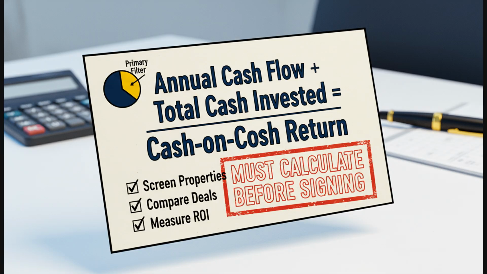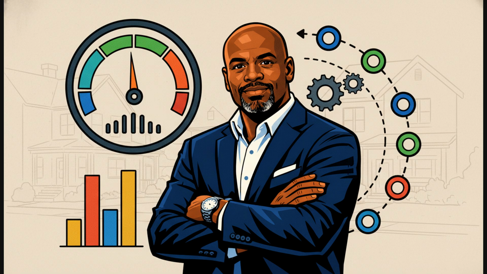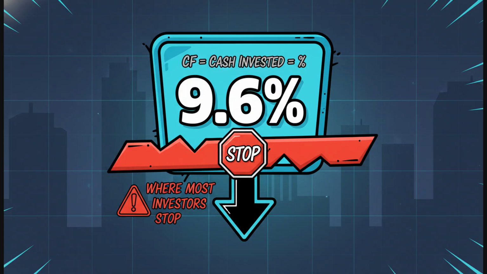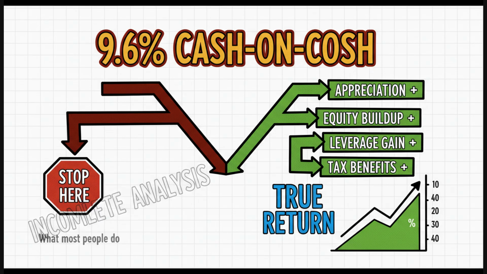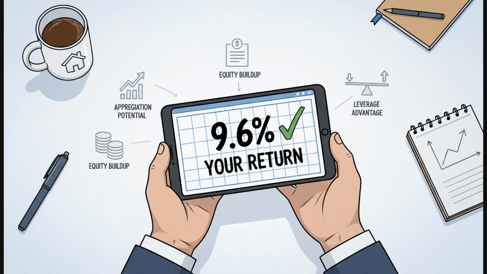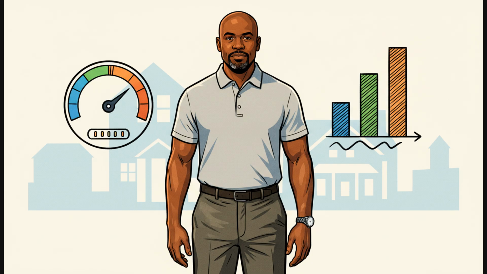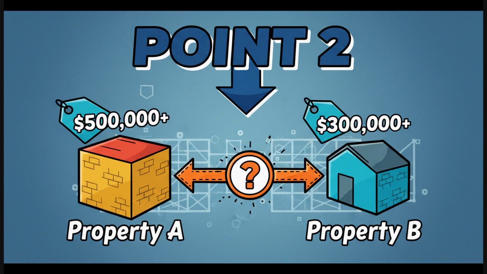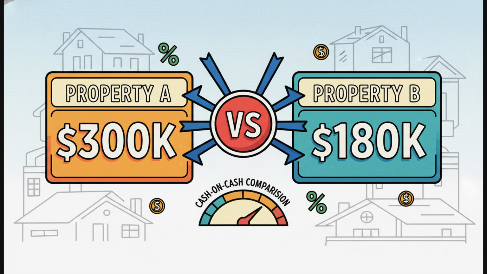This is the metric every rental investor should calculate before signing anything. It tells you exactly how hard your money is working. But here's what most people get wrong. They stop here. They see the 9.6% and they think they understand their investment. They don't. Point two is where things get interesting. Cash on cash return becomes powerful when you use it to compare properties across different price points and financing scenarios.